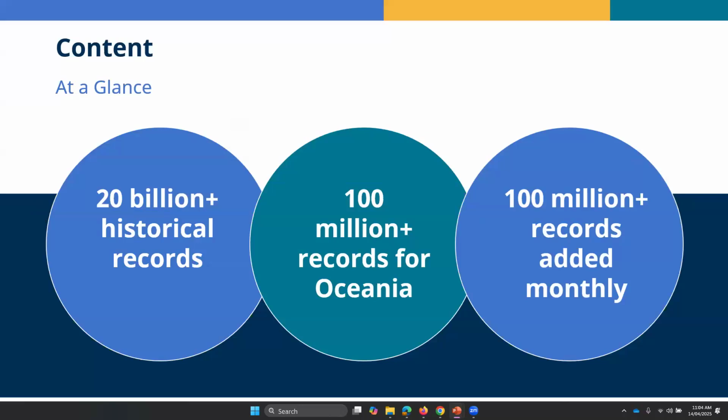Now, in terms of the content, there is quite a lot of content within MyHeritage. There's over 20 billion historical records, and these are updated very regularly. For Oceania alone, there's 100 million plus records loaded every month, and that will continue to be added every month for these different regions. So there's a lot of content available in there.